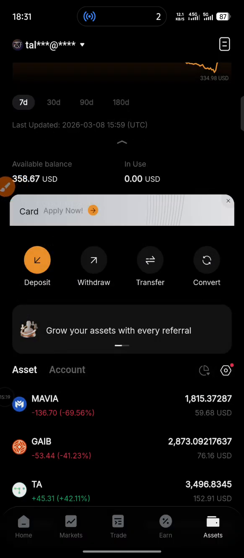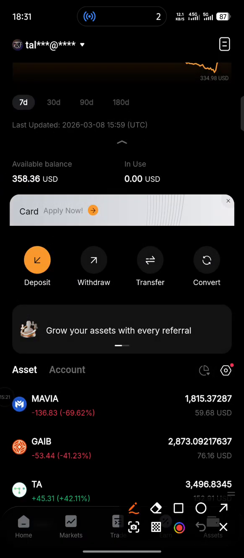All right, so as well, you can also convert a particular cryptocurrency coin to a coin of your choice by using this convert.